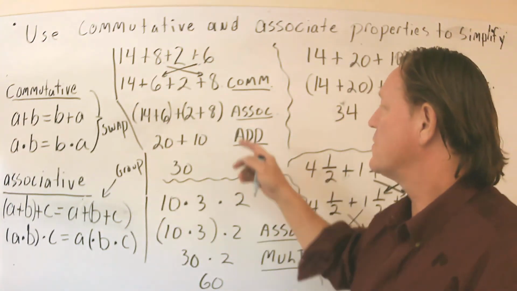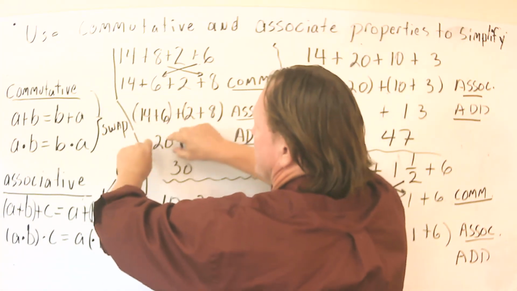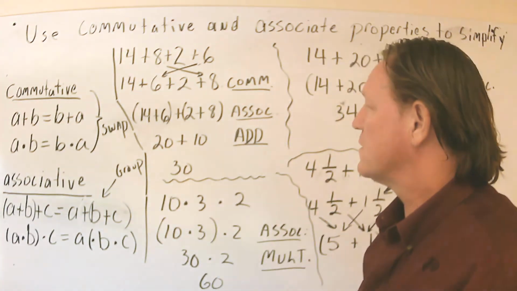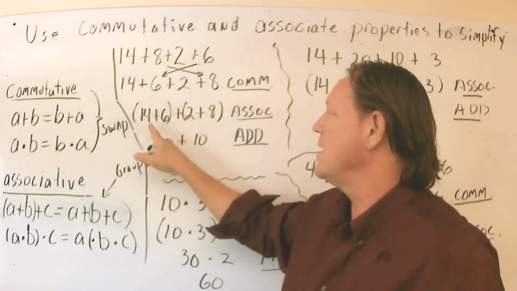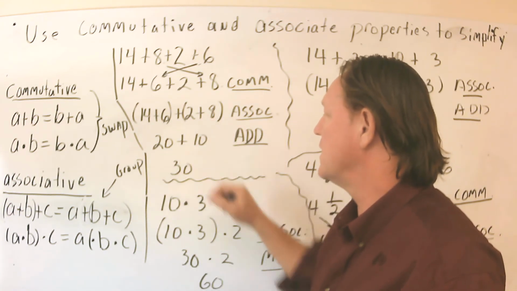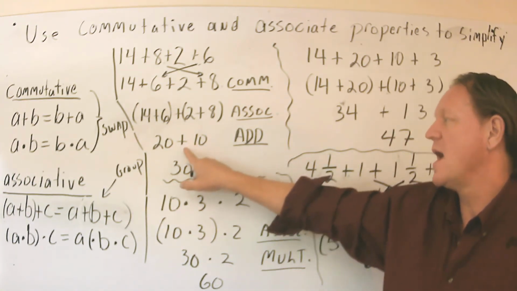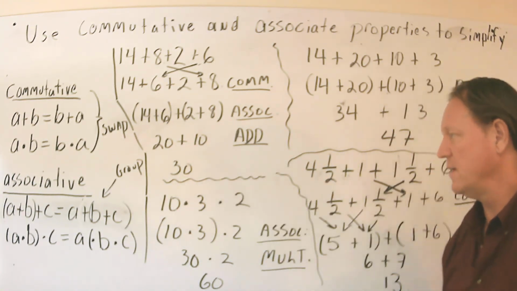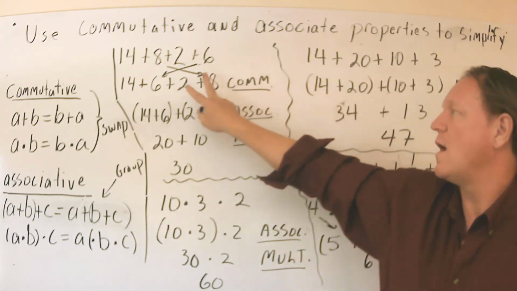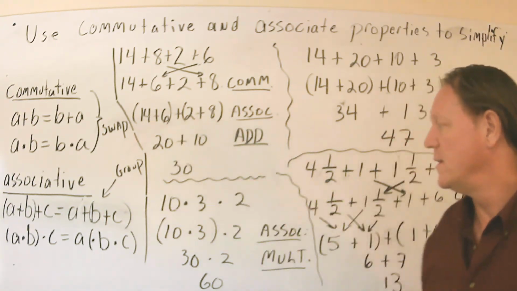And then I could use the associative property. I could group the 14 and the 6 here in parentheses and group the 2 and the 8 in parentheses. So that's the associative property, just grouping. And then I can add the 14 and the 6 to get 20. And then I can add the 2 and the 8 to get 10. A final property I can use is the addition property. I can add the 20 plus 10 to get 30. And again, I use the commutative property to swap values and add them, and the associative property to group them.